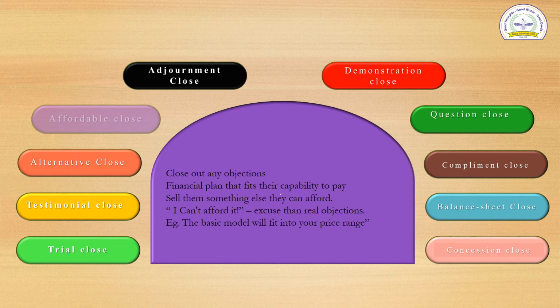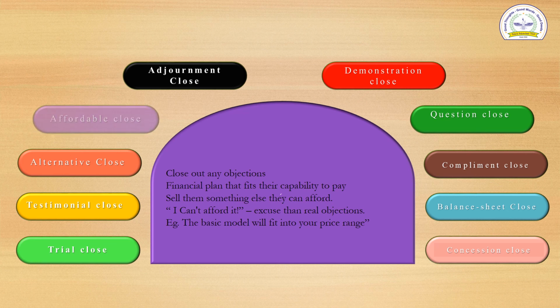So the example questions which can be asked by the salesperson to the customer can be: how much per month can you afford? Yes, we can make a deal for that. Or, the basic model will fit your price range. Or, the cost per page of this printer is the lowest in class. Next, if we can bring the price down to what you say, will you buy today?